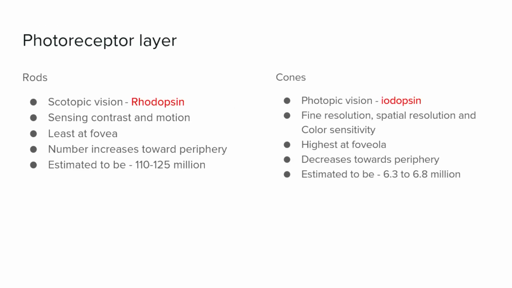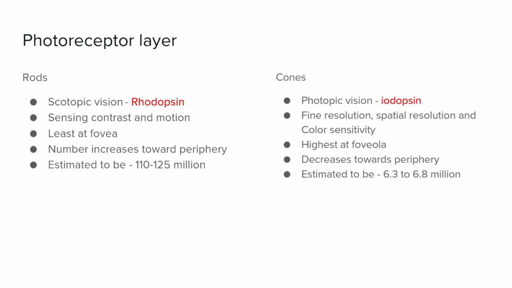Now, moving on to the photoreceptor layer. It has two cells, rods and cones. Rods are responsible for scotopic vision due to the pigment called rhodopsin. Rhodopsin functions in sensing contrast and motion. The least number of rods are present at the fovea. The number increases towards the periphery. The estimated number is 110 to 125 million.